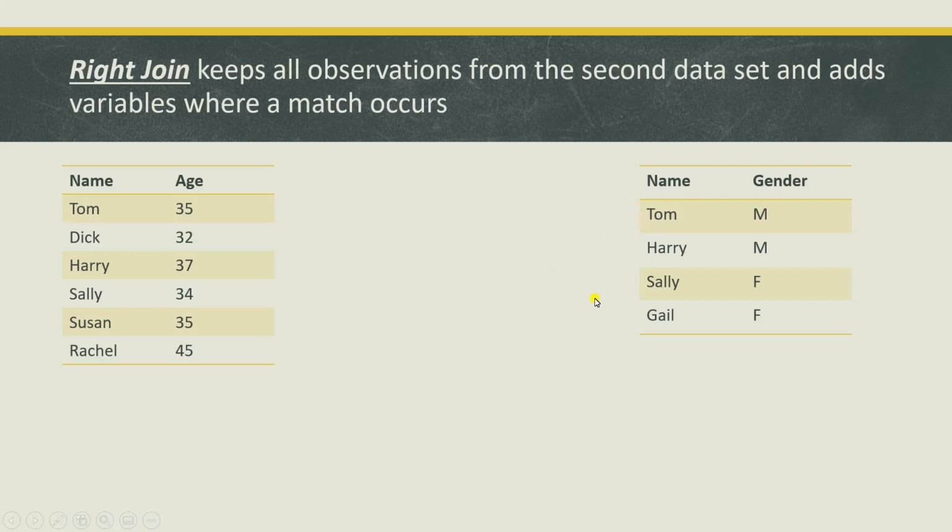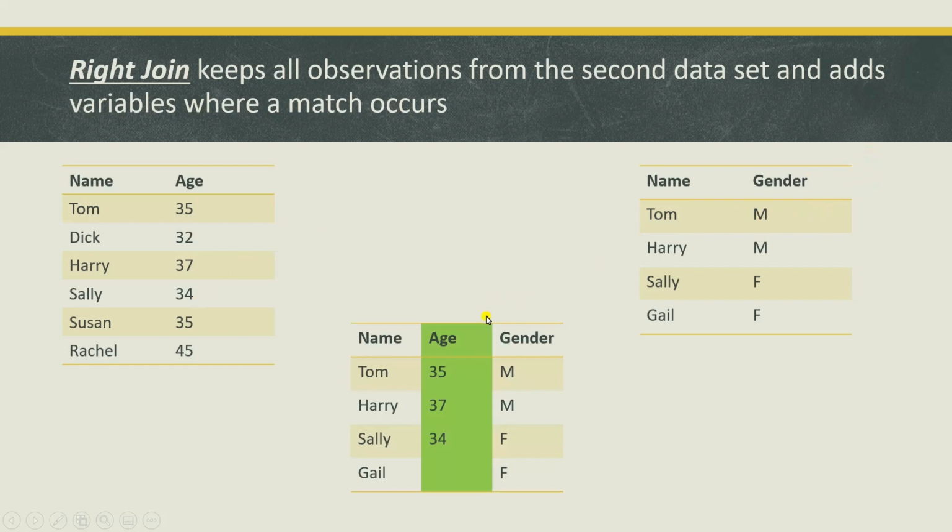We'll keep Tom, Harry, Sally, and Gail, but we'll take age from the first data frame and join it onto here, and we will only have age populated for Tom, Harry, and Sally. And so we see that we get age with Tom, Harry, and Sally. Gail doesn't have an age because Gail doesn't exist in the first data set, right? And the genders are all populated because we started with the second data set here. So again, we get a missing value there where no match occurred.